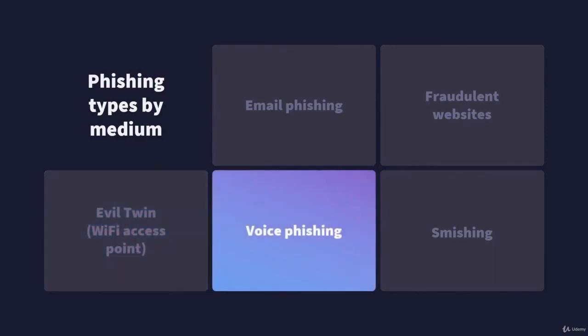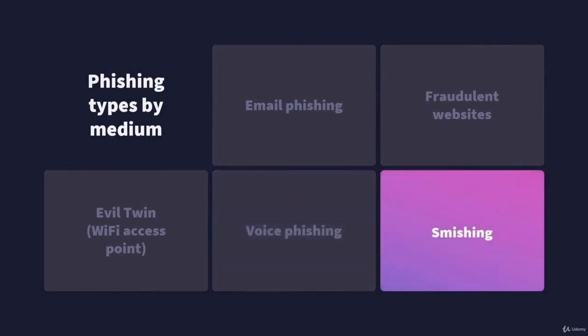Yet another type is voice phishing, which refers to phishing done via audio calls such as normal phone calls or WhatsApp, Skype, or other calls. Last type that we'll discuss today is smishing. Smishing or SMS phishing refers to phishing attempts done using messaging systems such as the classic SMS or newer messaging systems such as WhatsApp or Skype.